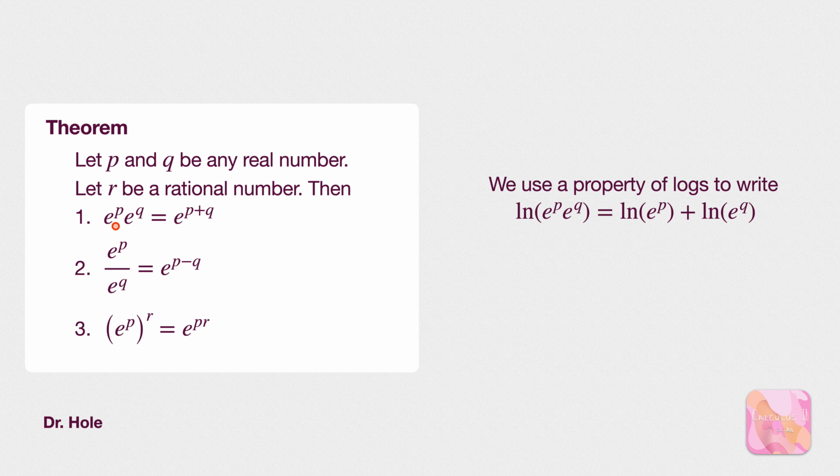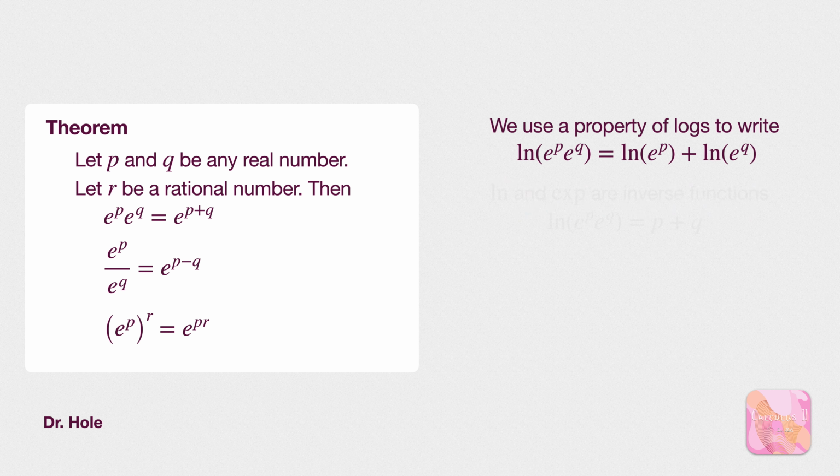So we're going to show this first one. Let's take this product of exponentials as our input to the natural log. Then, using the property of logs, the natural log of a product, this term times that term, we get a sum of natural logs. That's a property of logs.